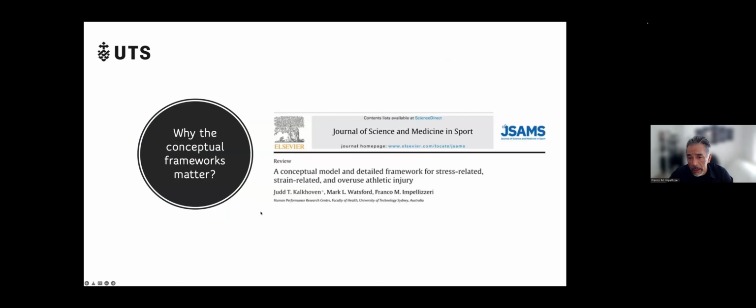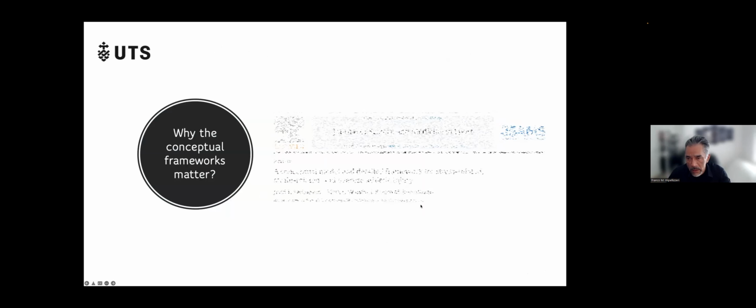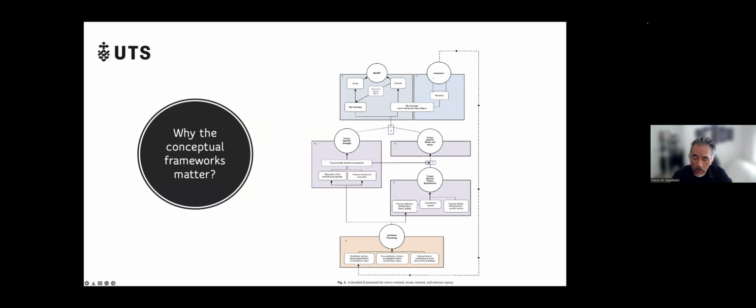As I told you, we have worked on several frameworks. This is a framework developed by Judd Kalkoven about what can cause an injury. I just show this framework now, but I will go into more detail later.